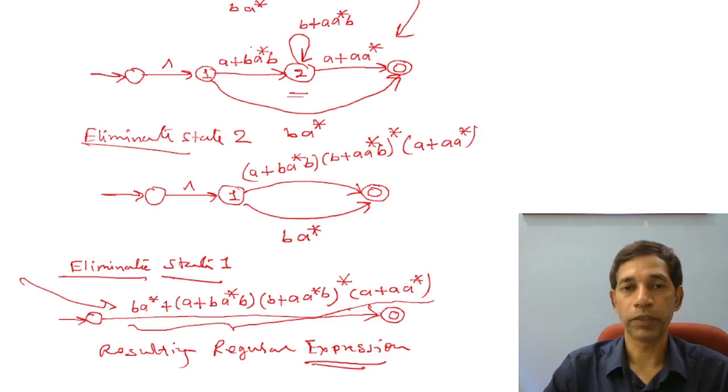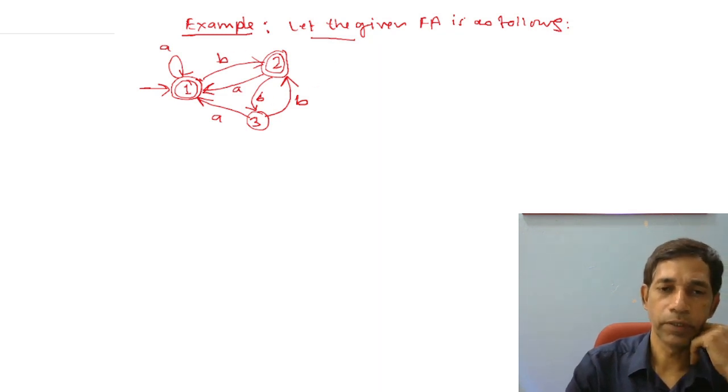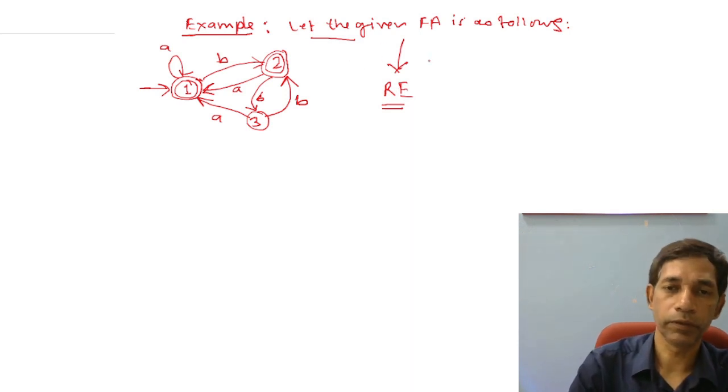Let us see some other example also. So we have the FA as shown here, and you know that in this FA we have two final states. Your FA starts from the state 1 and you have the two final states. What we are interested in is to obtain the equivalent regular expression, such that the regular expression defines the same language as defined by the machine.